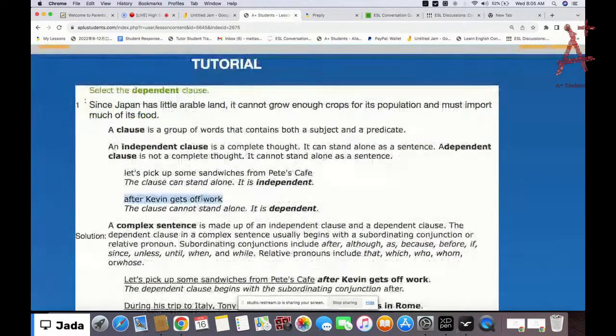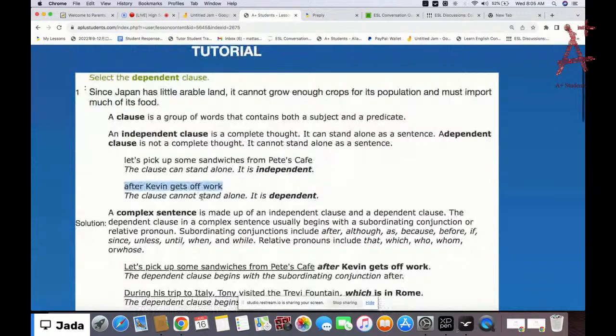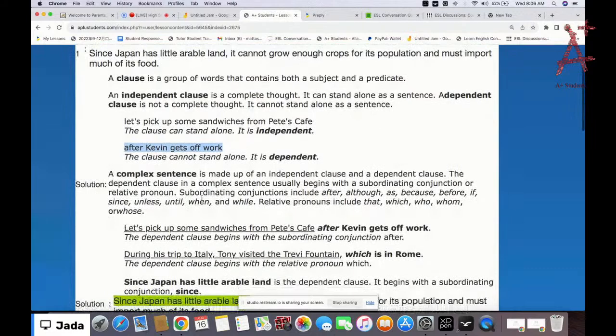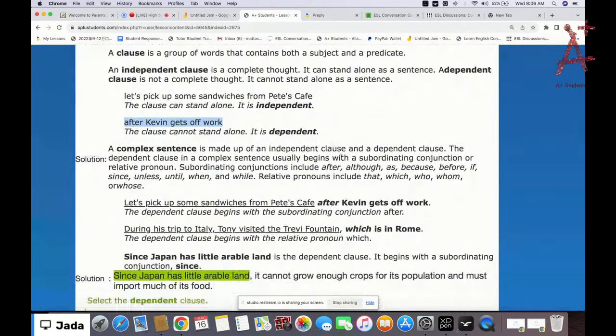So you need to look into that carefully first to be able to identify the dependent and the independent clauses. All right, next we need to note the complex sentence. First off, what is a complex sentence? A complex sentence is made up of an independent clause and a dependent clause. So when you want to write complex sentences, they are made up of an independent clause and a dependent clause. The dependent clause usually begins with a subordinating conjunction or a relative pronoun.